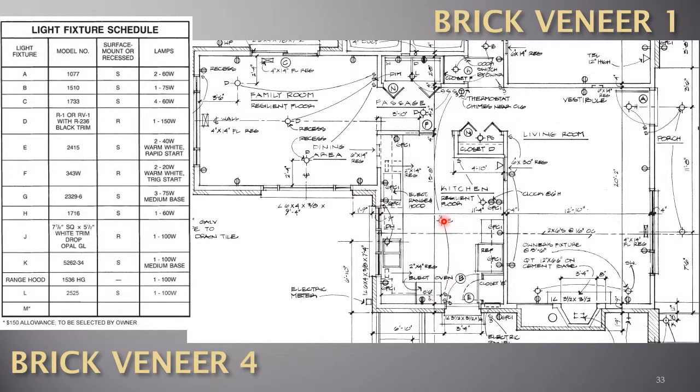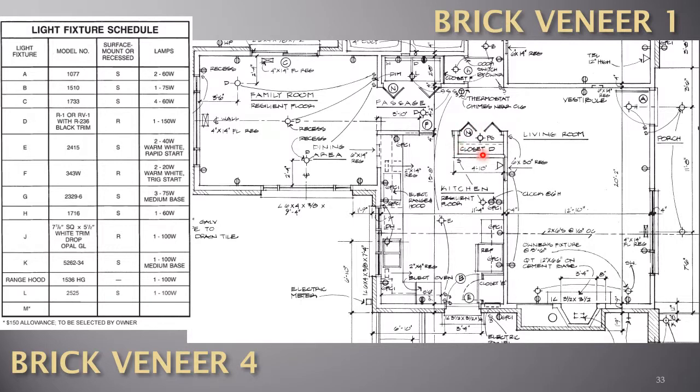The wiring simply tells me that this switch controls light E, which is 2 40-watt warm white rapid start. These are fluorescent fixtures. But it doesn't tell me what circuit they're on. Could this light be on the same circuit as these living room switched outlets? We don't have that information. So it could very well be being left up to the electrical contractor.